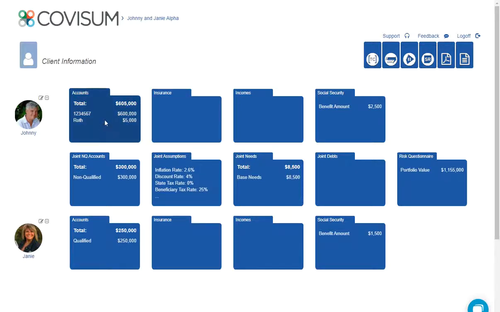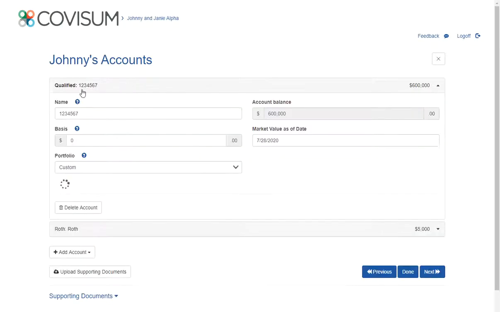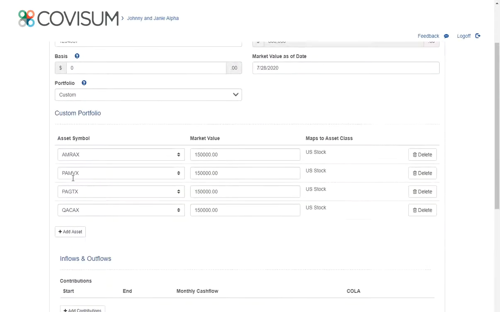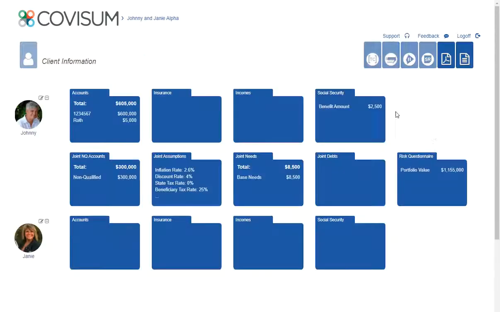First is the Accounts tab. And inside the Accounts folder, each of the client's accounts will be outlined and the individual holdings. So you can see this is just a portfolio of some higher cost, actually, US stock funds that the client holds currently. And they may have a variety of accounts.